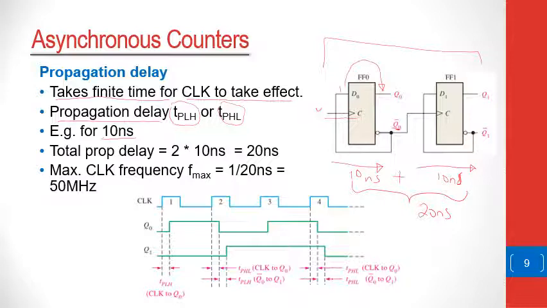Because of this, asynchronous counters have a disadvantage in the maximum frequency, that is, the fastest clock that can be used. Because this counter has two flip-flops with a total propagation delay of 20 nanoseconds, the maximum frequency would be 1 over 20 nanoseconds, which is equal to 50 megahertz. If the clock is faster than that, the clock changes would be too quick for them to all reflect on both of these flip-flops, so the counter might miss its sequence.